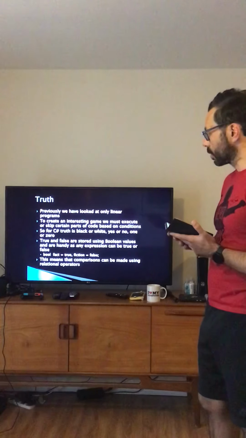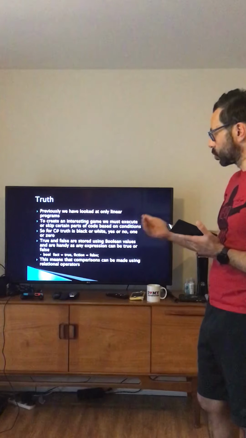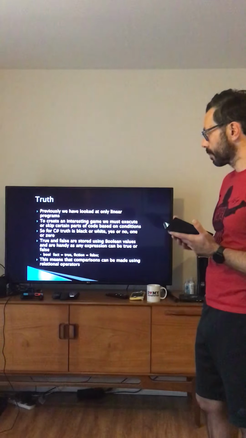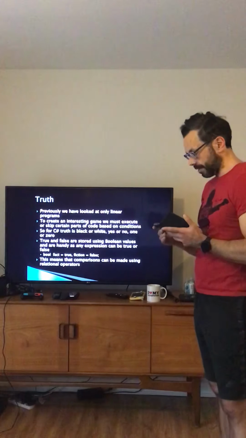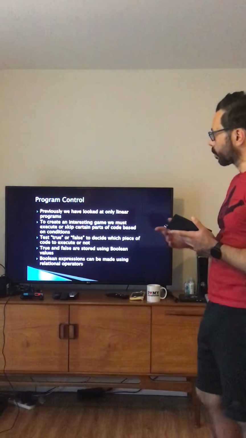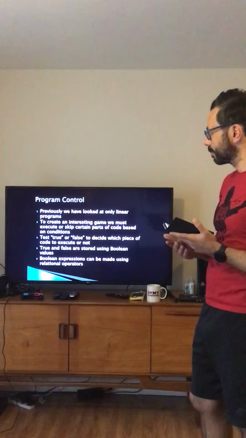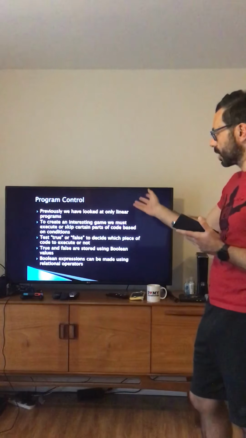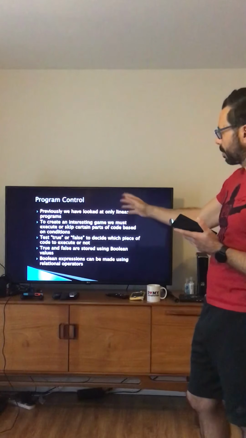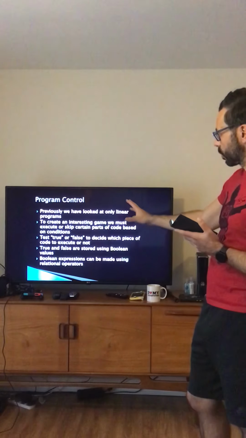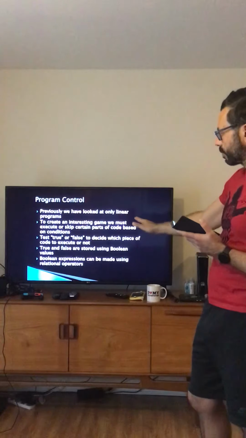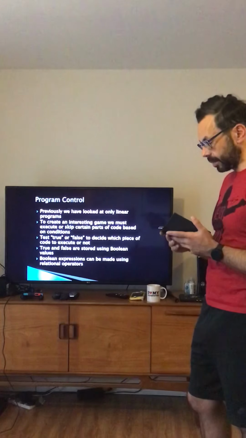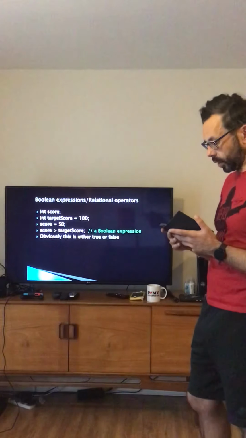So you've got Boolean values, the fact is equal true, the fiction equals false, okay? And that means that comparisons can in fact be made. So program control can be asserted. We're only looking at linear ones at the moment, or previously, and I don't know why I'm repeating this again, but to create an interesting game we've got to skip certain parts. So to test true or false and evaluate these things, that's me possibly belabouring the point, or I've got lost.